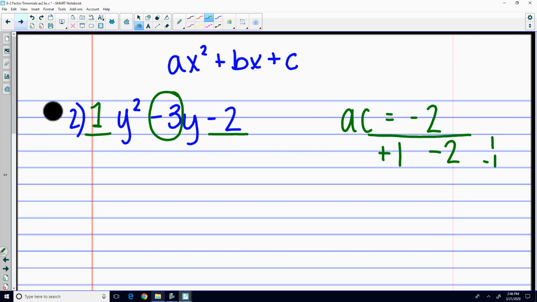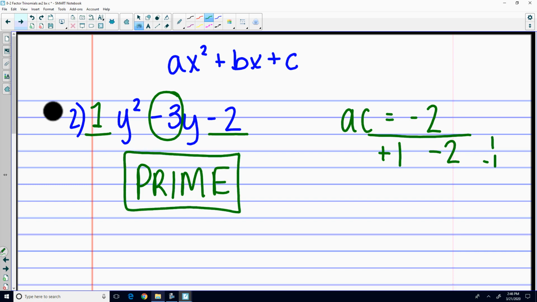So when this happens, and this is kind of our exception to the rule, we say that this is prime. It is already in lowest terms and it cannot be factored. So if you find, after looking at all the factors, they do not add to B in any way, shape, or form, it becomes a prime polynomial.